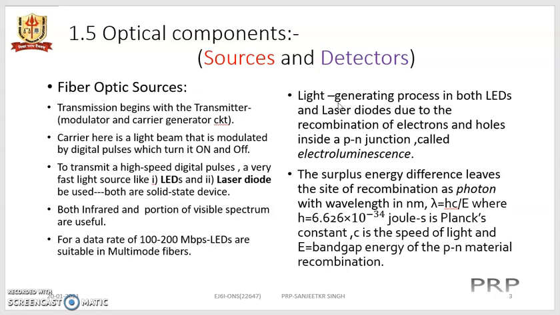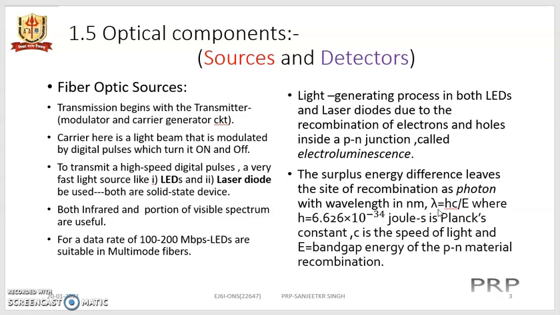Now let's see how light is generated. Light generating process in both LEDs and laser diodes is due to the recombination of electrons and holes inside a p-n junction, and this process of recombination of the electrons and holes is called electroluminescence, where surplus energy difference leaves the site of recombination, that is the p-n junction. It will leave as photon with the wavelength in nanometers.